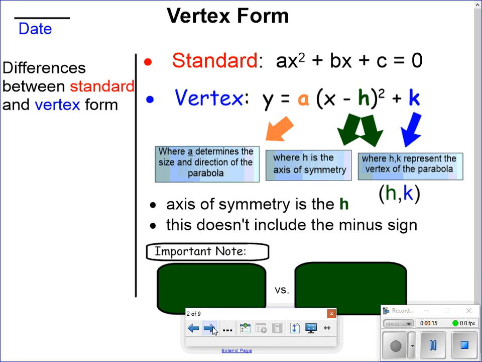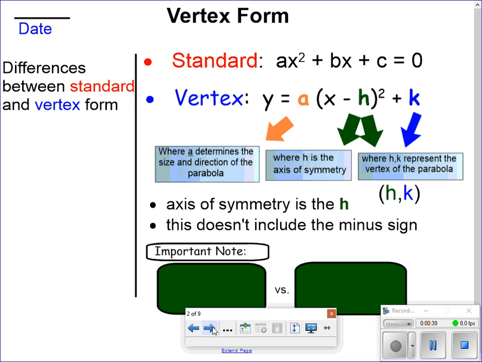Remember that standard form is ax squared plus bx plus c. And vertex form is a(x minus h) squared plus k. Now, we call it vertex form because in vertex form we are given the vertex. And we're given a couple other bits of information as well, such as the size of the parabola.